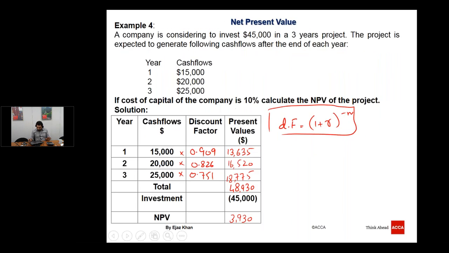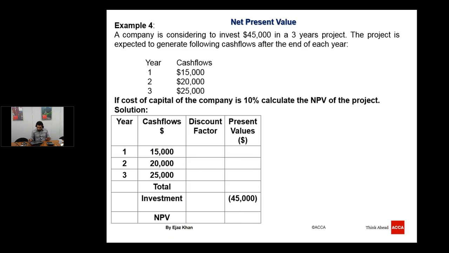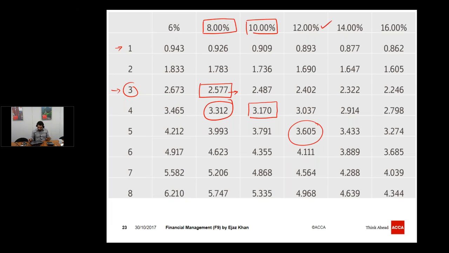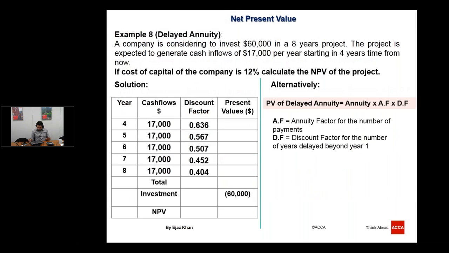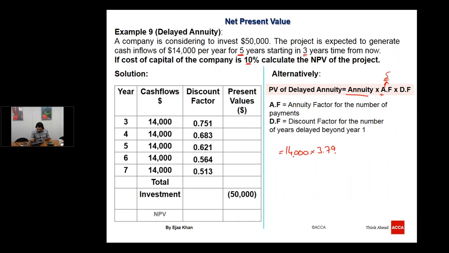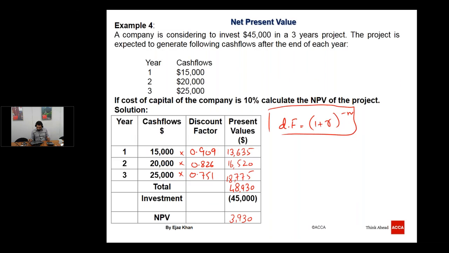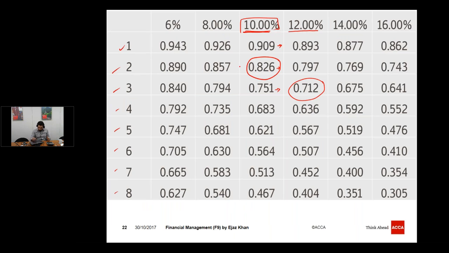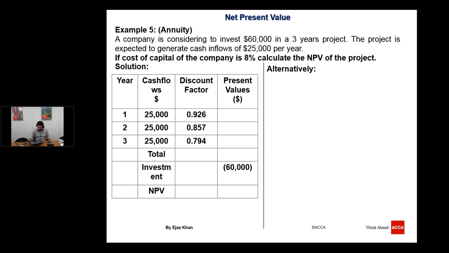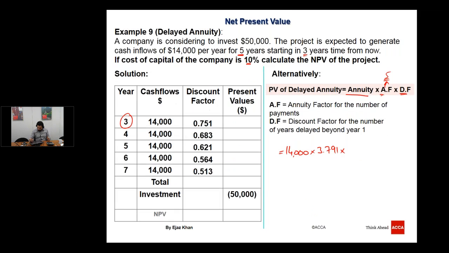So let's go back to the annuity table and see at 10% cost of capital in year 5 we have got 3.791. So this is the factor that we will be using. And then we'll see the discount factor. Again, it is starting from year 3. It means there is a 2 years delay in the cash flows. So go back and see the discount factor for year 2. At 10% is 0.826. So what's the answer?